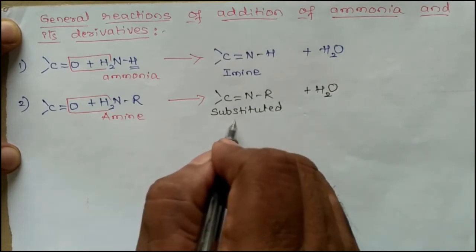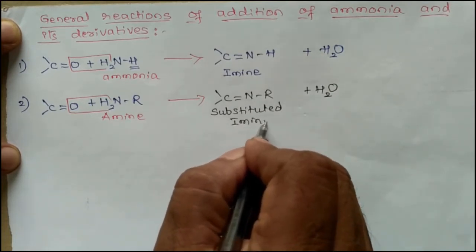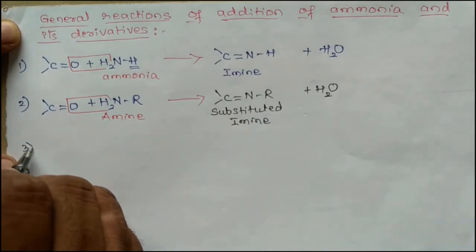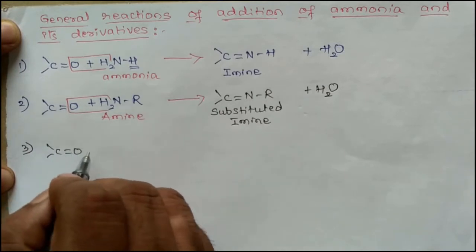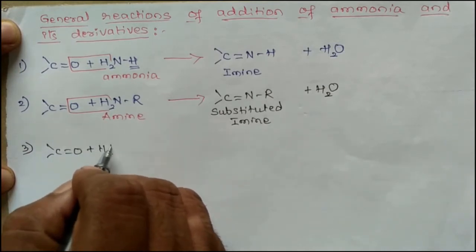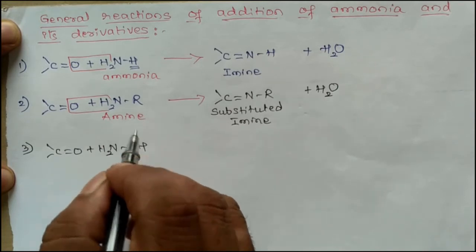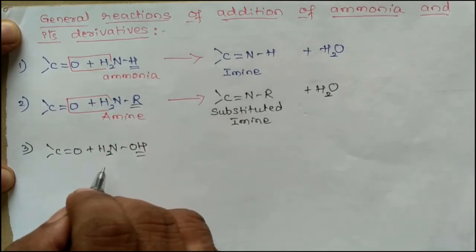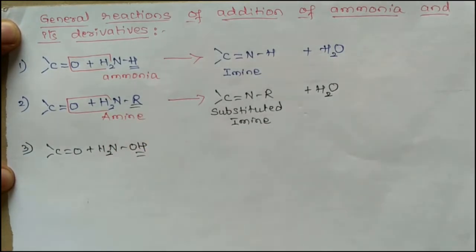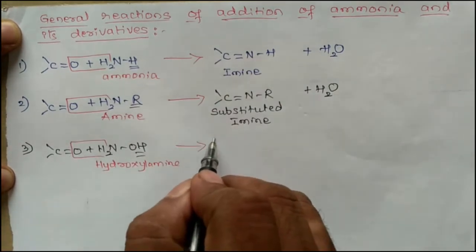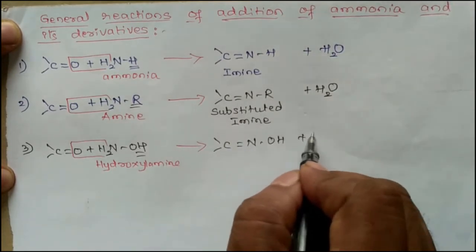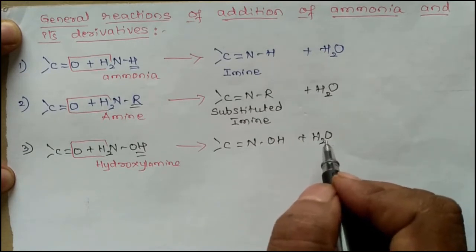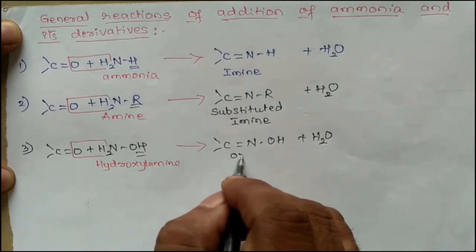Substituted imine. Third one reacts with hydroxylamine, C double bond O plus H2NOH. Here Z is OH. This is hydroxylamine. Here also eliminate a molecule of water, and you are going to get C double bond NOH plus H2O. This is oxime.